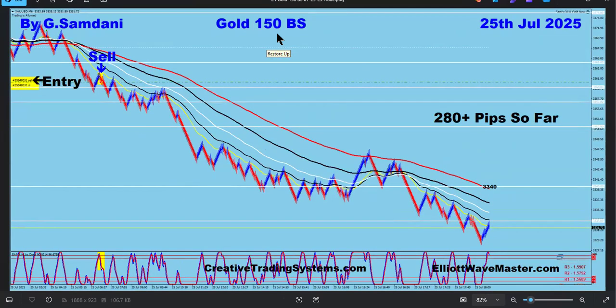25th today, Friday, gold dropping big time, right? All the way from the top. I made the chart and posted on the Telegram that it's going to drop, but I wasn't expecting it to drop all the way down here. Even more to the downside, it went down to almost 3,300, 3,320, 25, something like that. So that's 280 pips there.